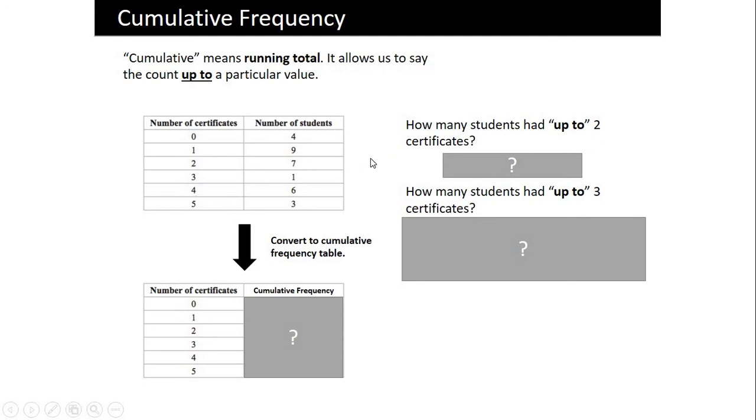So how many students had up to 2 certificates? Well, up to 2 would include a student having 0, 1 or 2. So that would be the 4 plus 9 plus 7. So that would be 20 of the students.